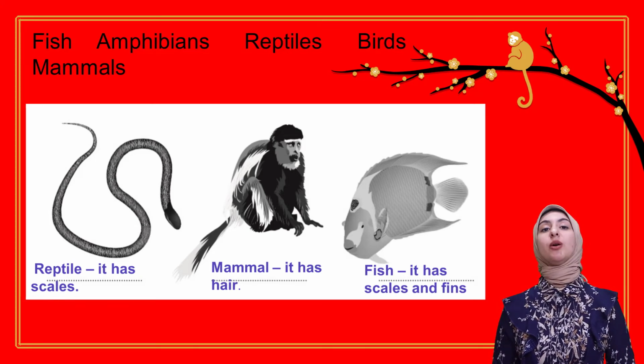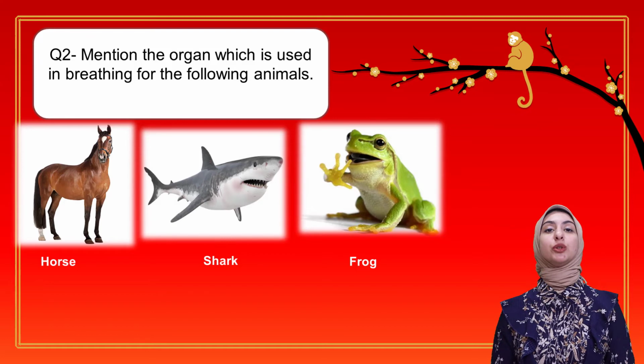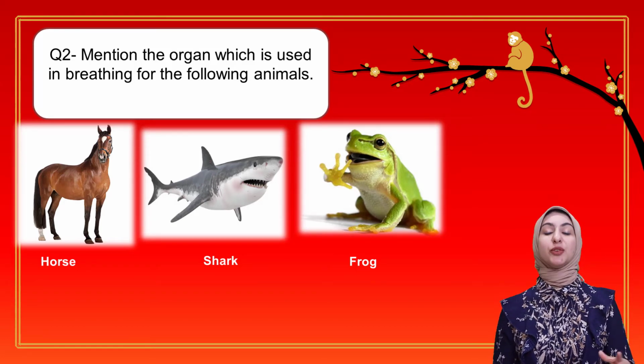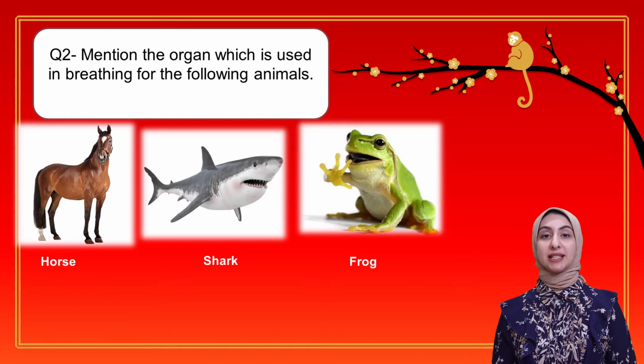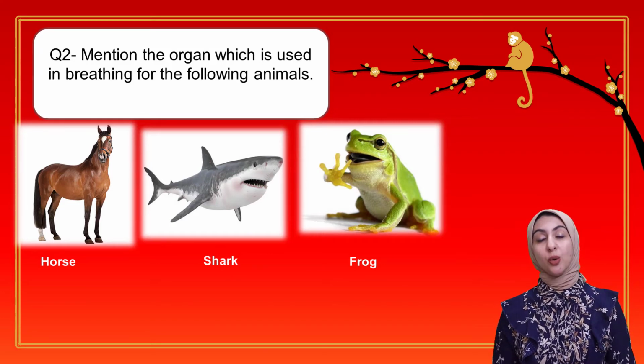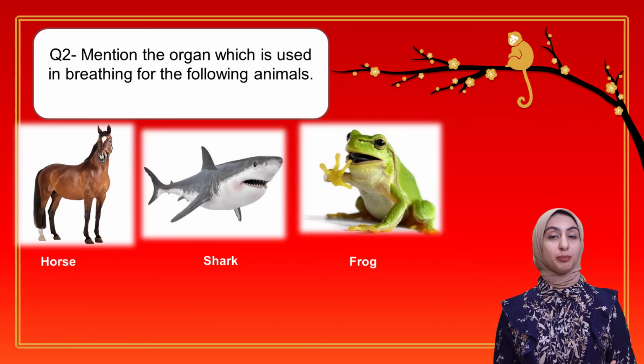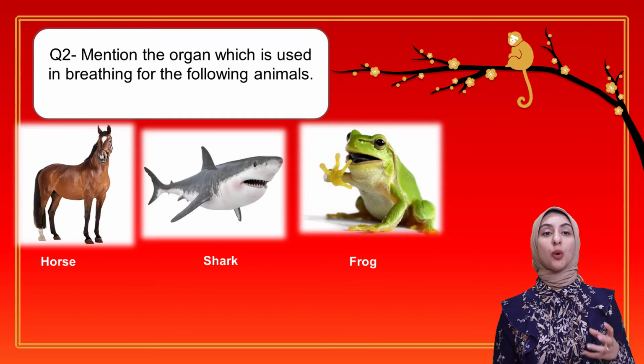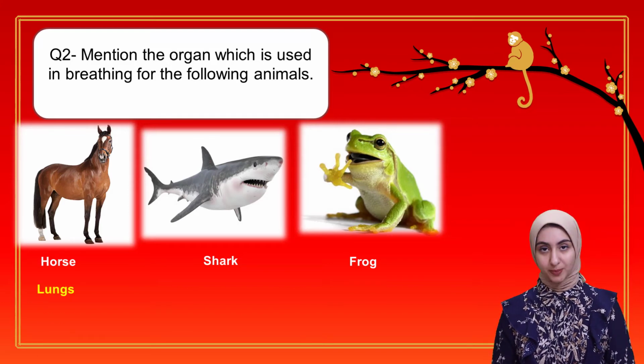Question 2. Mention the organ which is used in breathing for the following animals. The first animal here is a horse, and as you can see, the horse has hair on its body, so it is classified as a mammal. And we know mammals breathe with lungs, so the organs here are lungs.